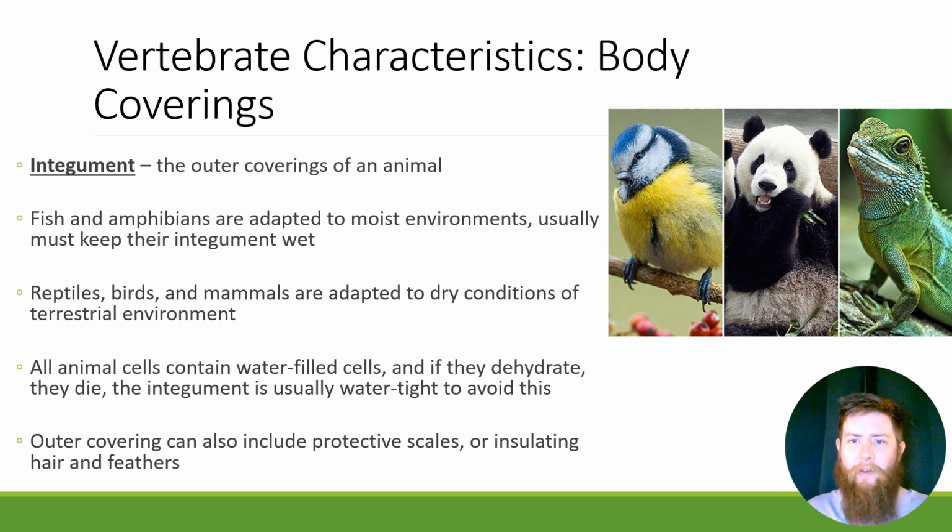Outer coverings include protective scales, like in lizards or even birds. Feathers have some protective nature, or are for insulation. Birds and mammals are able to keep our body heat and regulate it because we have this ability to insulate our bodies using our integument.